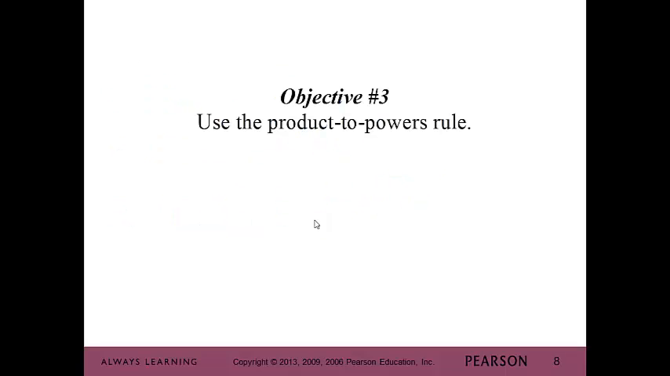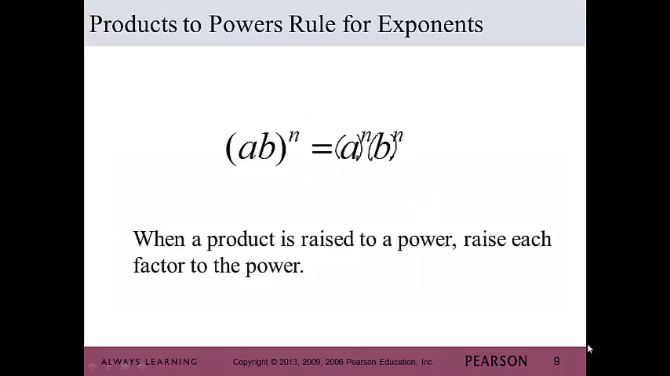So our third objective is to use the product to powers rule. The product to power rule states the following. When a product is raised to a power, you're going to raise each factor of your product to that power. So in their example, they have a times b, that's inside my parentheses, that's my product, raised to the nth power. So you're going to take a and raise it to the nth power. So you have a to the nth power times, and you're going to do b also raised to the nth power.